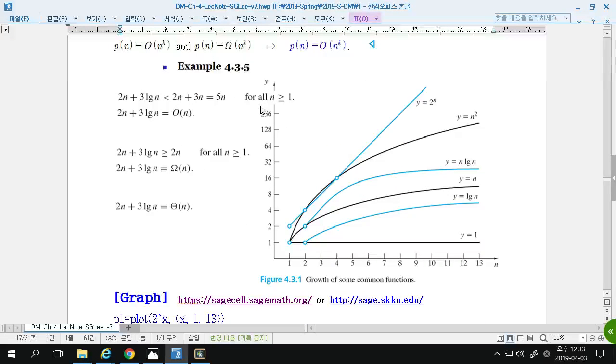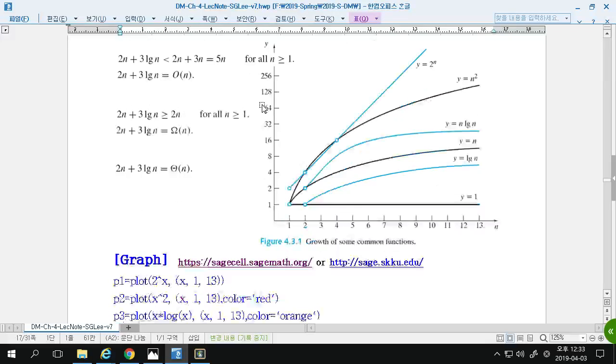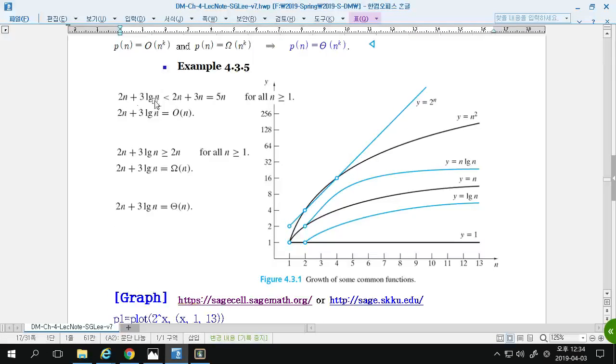In general, that's the way. Okay. We can see this 2n plus 3 times log n is always less than 5n. And so we can tell this is big O of n. 2n plus 3 times log n is also bigger than or equal to 2n. So we can tell this is omega of n. So since it's big O of n and omega of n, it is theta of n. Okay. We can check it when n is big enough.